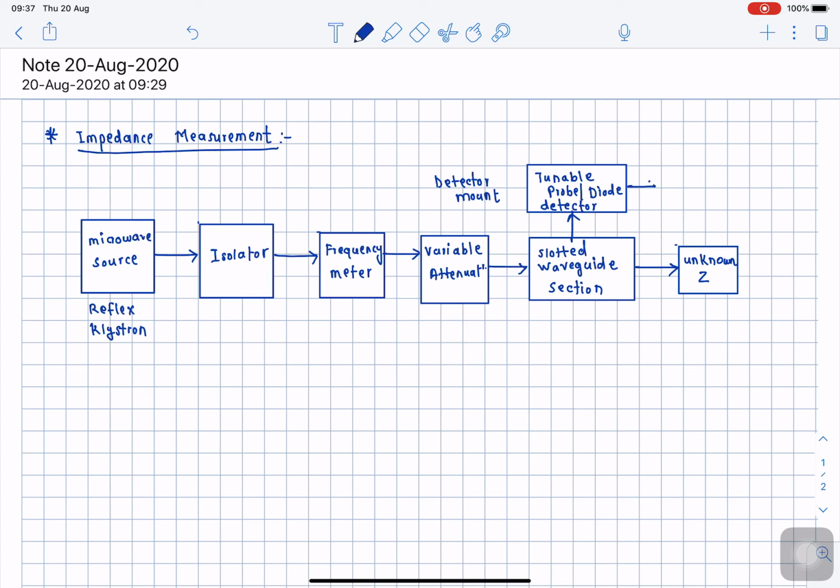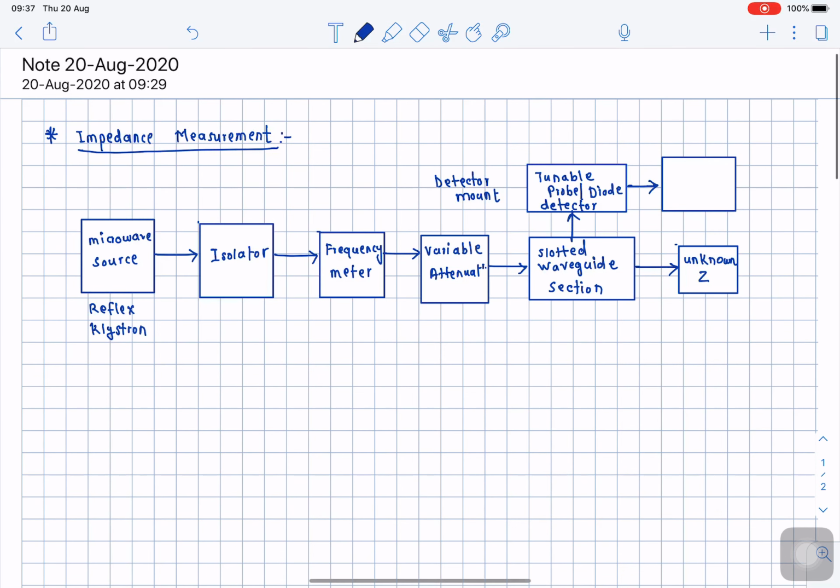And to this tunable probe detector mount, we connect the output device through which we can observe the magnitude of the signal. So this we call an output device. Here you can connect either the CRO, or you can make use of a VSWR meter. It is optional. So either you can make use of a CRO as a display output device, or you can connect the VSWR meter at the output. So this is a typical setup in order to measure the unknown impedance.